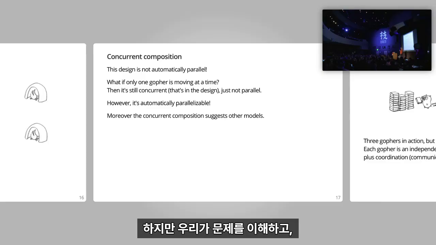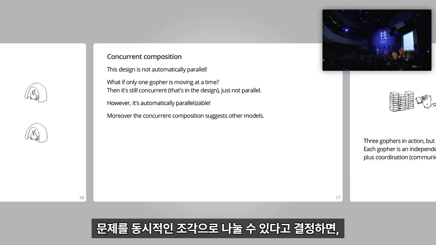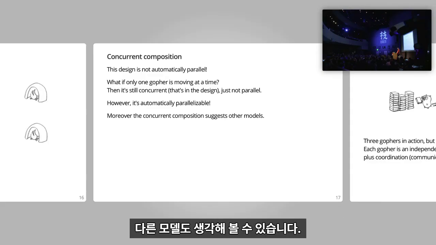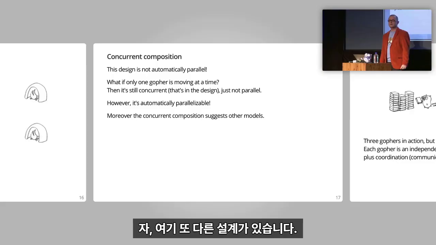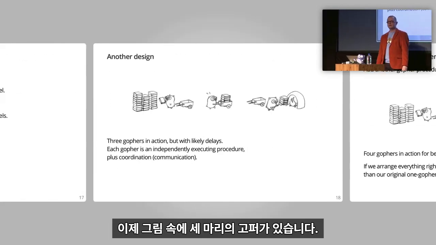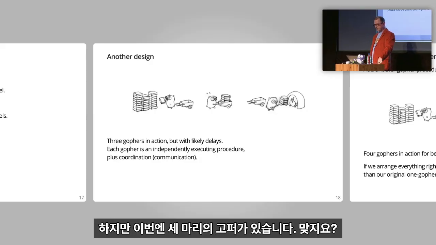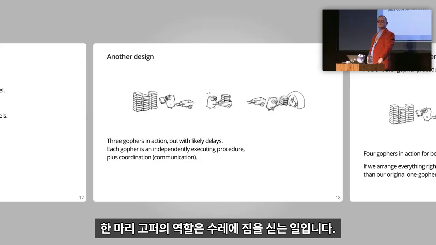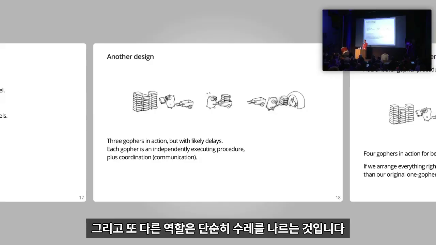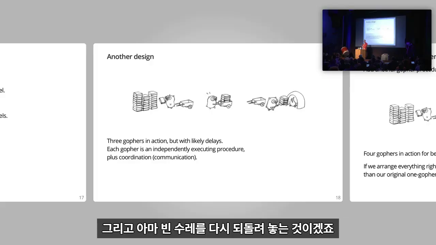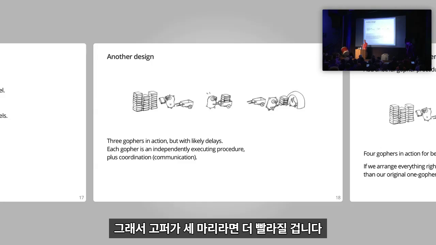But once we've decided that we understand we can break the problem down into these concurrent pieces, we can come up with other models. So here's a different design. Okay? Now we've got 3 gophers in the picture. It's the same pile of books, the same incinerator, but now we've got 3 gophers. There's a gopher whose job is just to load the cart. There's a gopher whose job is just to carry the cart and then presumably return the empty back again. And then there's a gopher whose job is to load the incinerator.